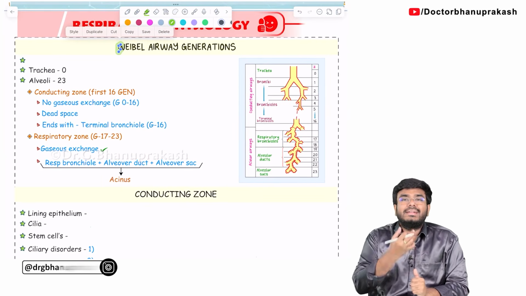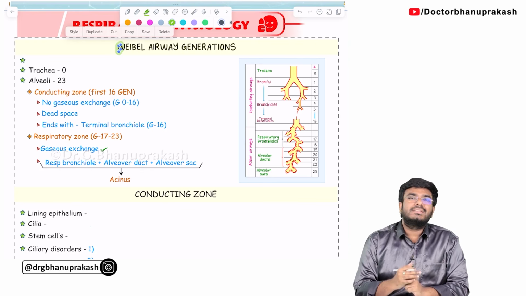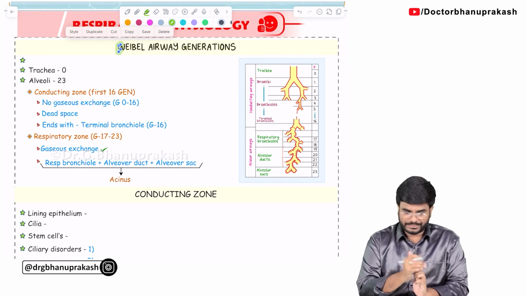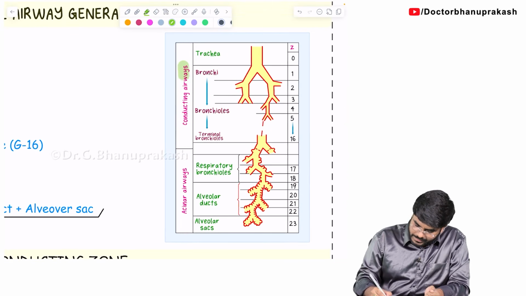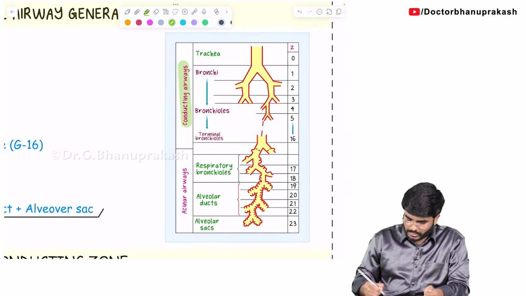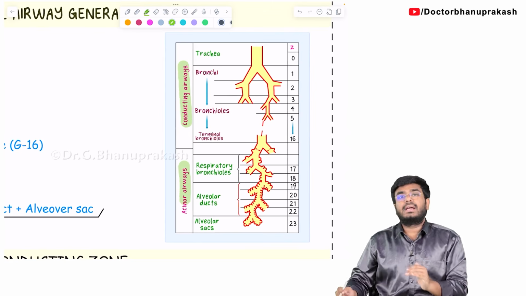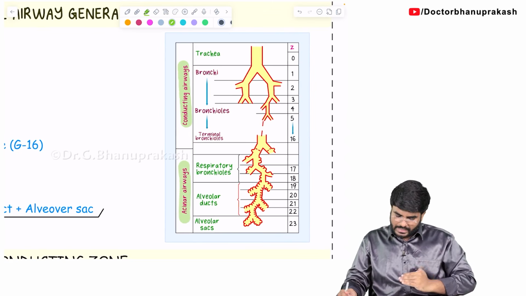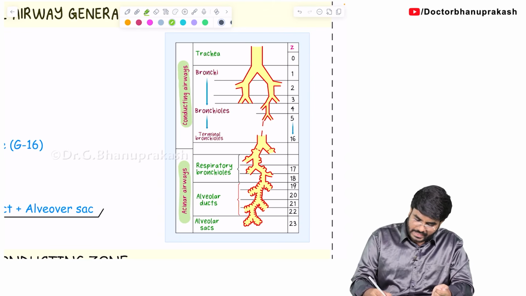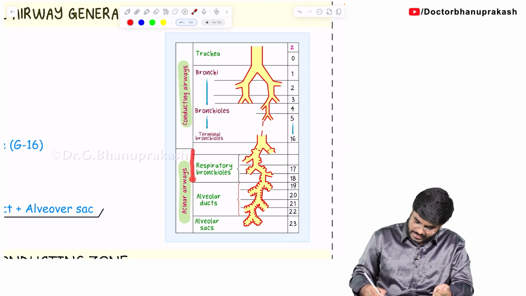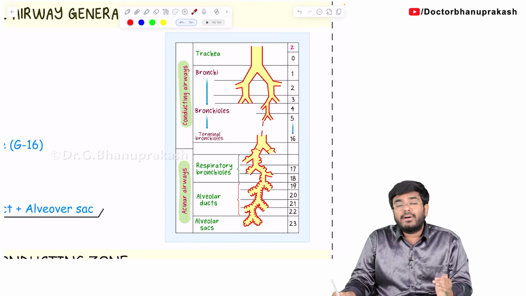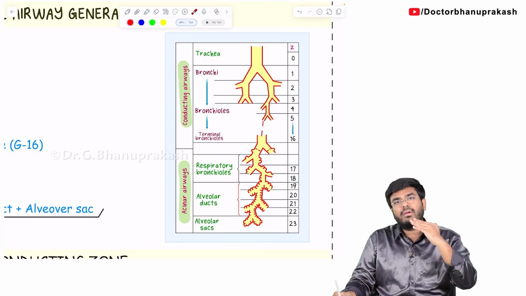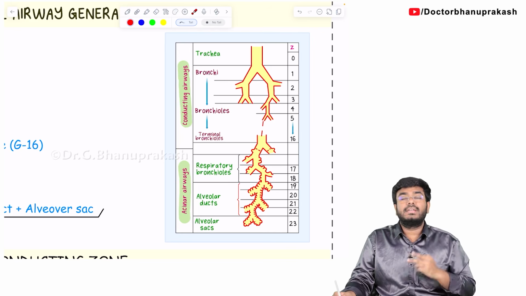Guys, the entire respiratory tract is divided into two parts. Let's look at here. In this diagram, you can see the entire respiratory tract is divided into two regions, that is conducting zone and acinar airways. These acinar airways are also called the respiratory zone. Now you might be thinking, why did this classification happen? Why have we divided the entire respiratory tract into two parts?